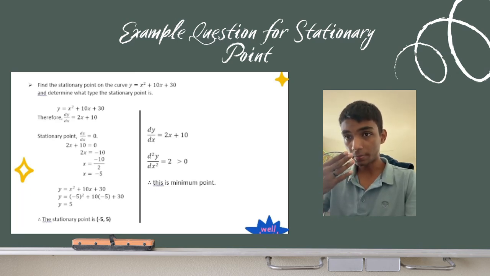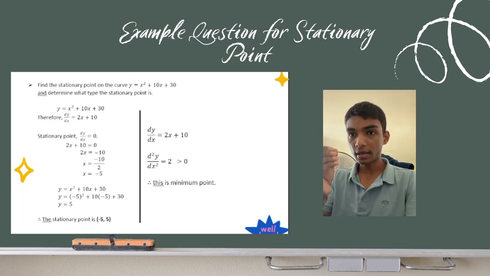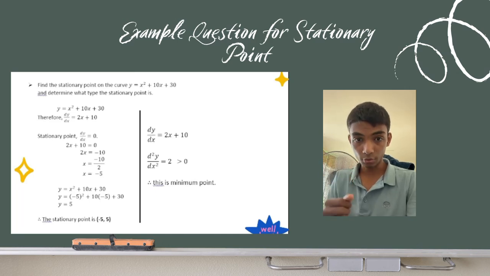y equals x squared plus 10x plus 30. Therefore, dy over dx equals 2x plus 10. How did we get 2x plus 10? We multiplied x squared by its power, which is 2, and we get 2x. The same goes for 10x: the x does not have any power, therefore the x is removed. And the number 30 does not have x, therefore the whole number is removed.